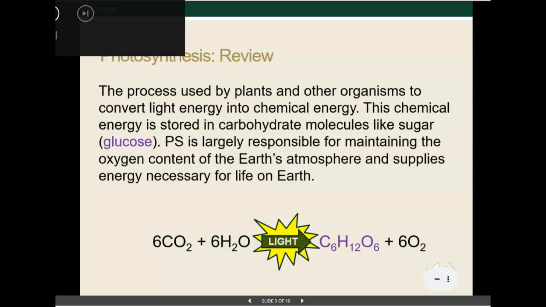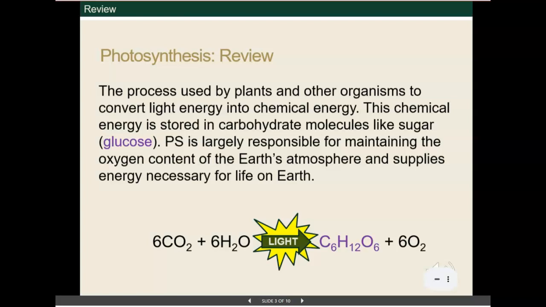Photosynthesis is the process used by plants and other organisms to convert light energy into chemical energy. This chemical energy is stored in carbohydrate molecules like sugar, such as glucose. Photosynthesis is largely responsible for maintaining the oxygen content of the Earth's atmosphere and supplies energy necessary for all life on Earth. From this balanced reaction on the slide, not only can you see that photosynthesis changes sunlight into chemical energy, but it also splits water to liberate oxygen and fixes atmospheric carbon dioxide. In plants, long-term energy storage in the form of these sugars is produced by a subsequent sequence of light-independent reactions called the Calvin cycle.